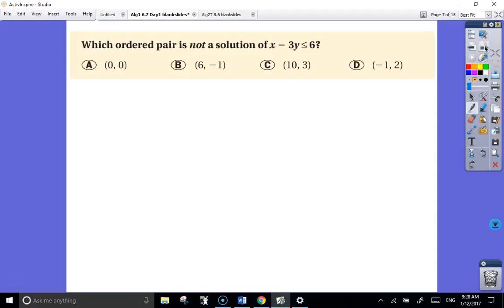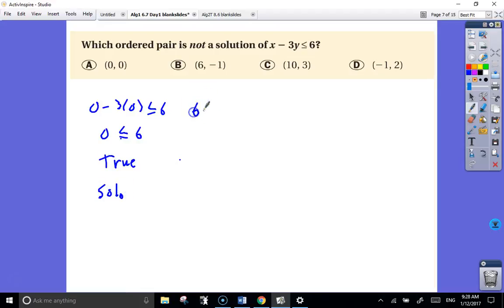Okay, so the first thing, let's practice substituting a point and seeing whether it's part of the solution or not. Which one of these ordered pairs is not part of the solution to x minus 3y is less than or equal to 6? Let's check all 4 points. Is 0, 0 part of the solution? Let's check. 0 minus 3 times 0 is less than or equal to 6. That tells you that 0 is less than or equal to 6, which is true, right? So you're going to say solution. Okay, try the next one.